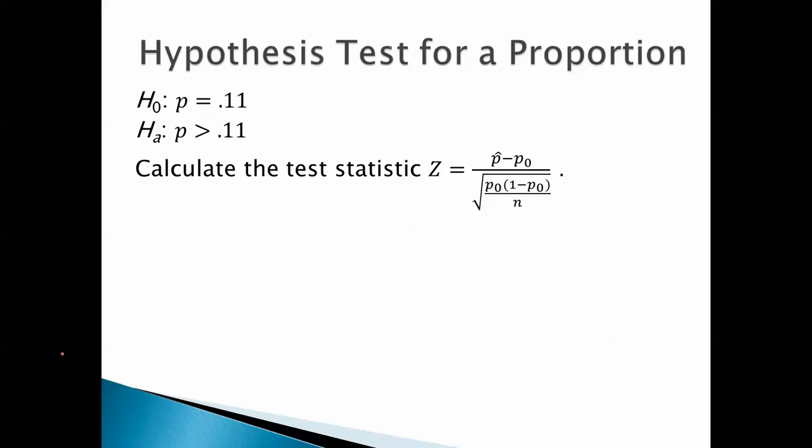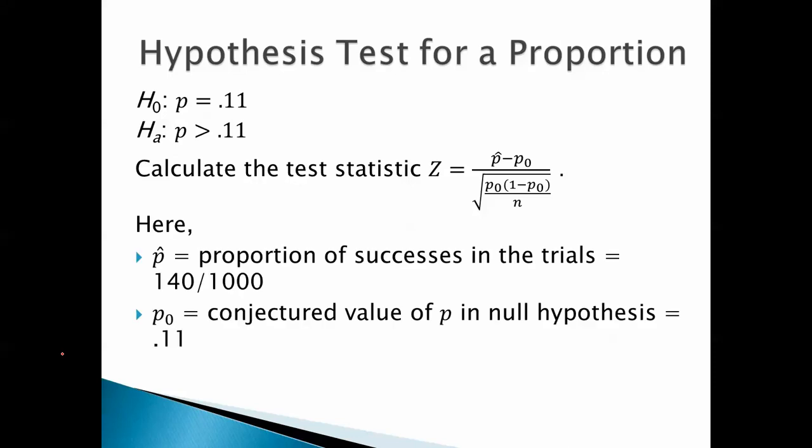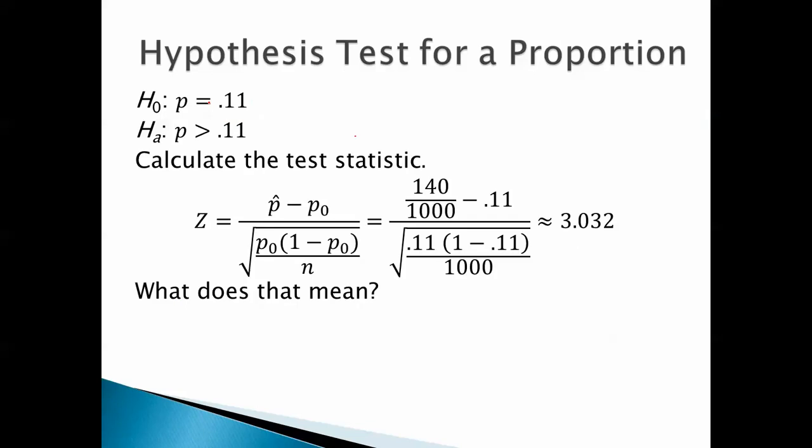Calculate the test statistic as Z. Here, p hat is the proportion of successes in the trials. We had n equals 1,000 redheads and 140 of them were left-handed. So p hat, the proportion of success, would be 140 over 1,000. p0 is the conjectured value of p in the null hypothesis. That is 0.11.